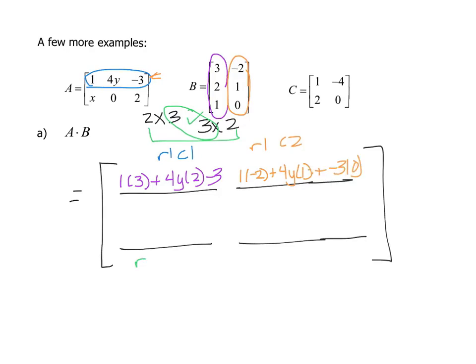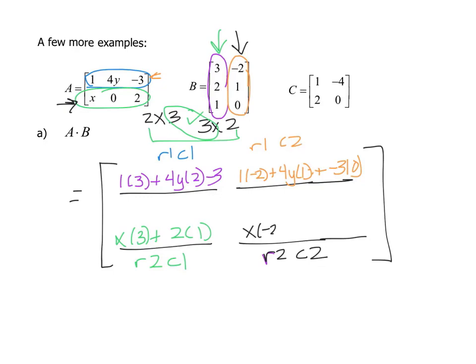Let's move on to row 2. So now I have row 2 times column 1. So I'm taking row 2 times column 1. So I'm going to have x times 3 plus 0 times 2. I'm just going to not write that one. Plus 2 times 1. And then finally, when I have row 2, column 2, I'm going to take row 2 times column 2. So I'm going to have x times negative 2 plus 0 times 1 plus 0 times 2.